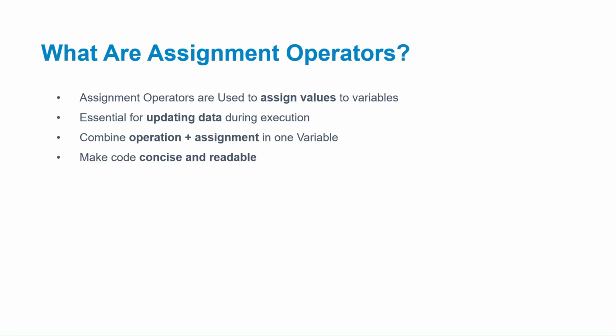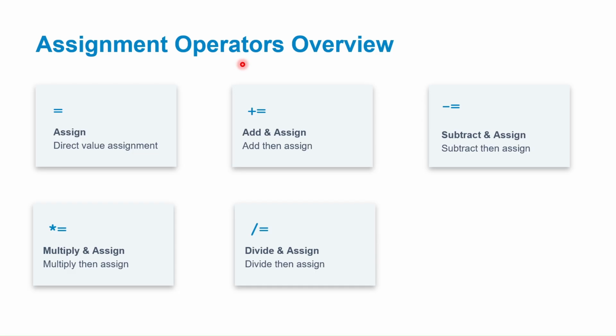That means in the same variable, we can use operation plus assignment and assign the answer to the one variable. In the next slide, we are going to understand what this point means. The fourth point is we can make code concise and readable with the help of assignment operators. So to understand all four points, we need to jump to the next slide and understand them in detail. In this slide, we will understand the assignment operators overview.